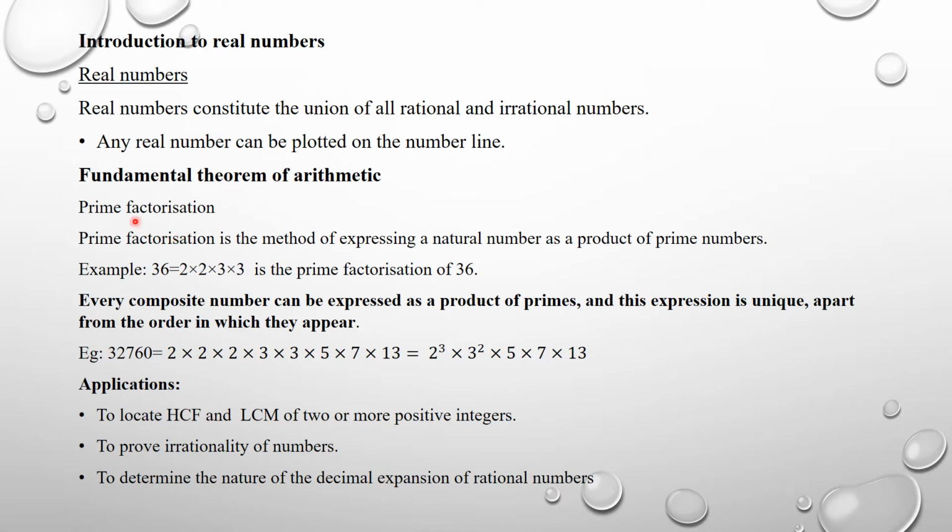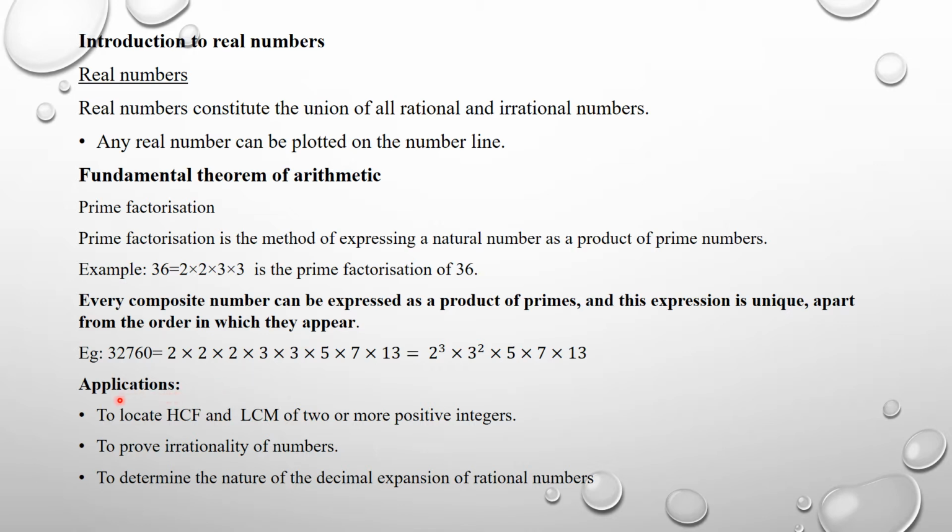For that we need to know prime factorization. What is prime factorization? Prime factorization is the method of expressing a natural number as a product of prime numbers. For example, we can see 36 can be prime factorized as 2 into 2 into 3 into 3. So we can say every composite number can be expressed as a product of primes, and this expression is unique apart from the order in which they appear. This important fact is the fundamental theorem of arithmetic.